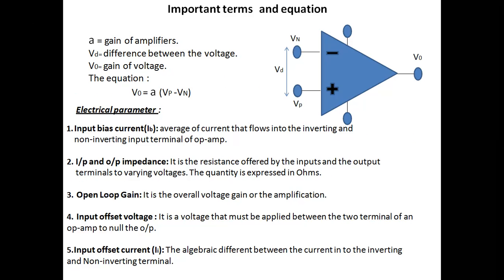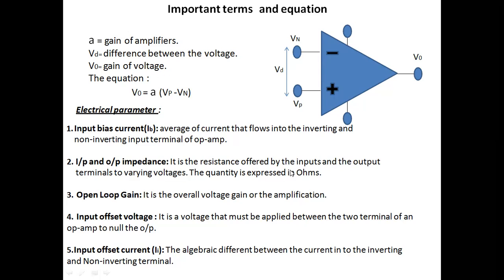First, input bias current. This is the average of the current that is flowing into the inverting and the non-inverting input terminals of the op-amp. What do we say about biasing? Biasing is nothing but when we are giving the external supply. So input bias current is the current flowing through the inverting and the non-inverting input terminals. It is defined as the average of current flowing into the inverting and the non-inverting input terminals of the op-amp.